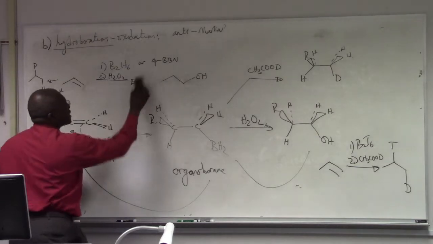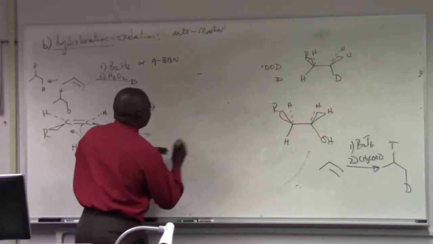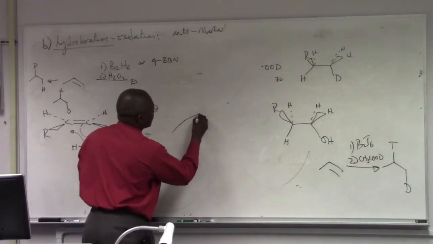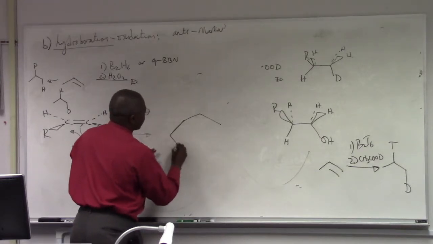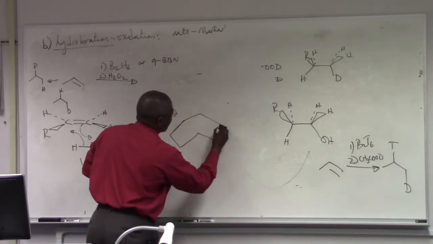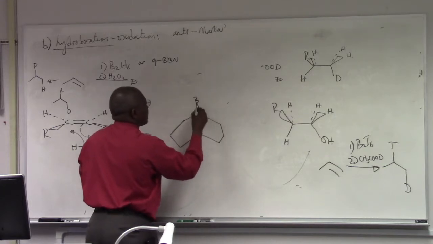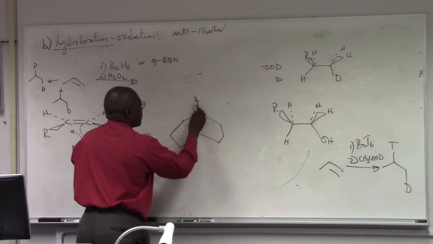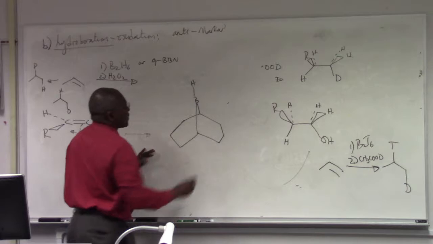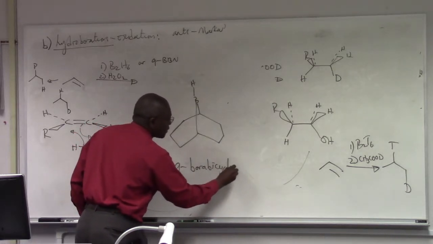Oh, yeah, I did mention 9-BBN. Let me just say what that is very quickly. 9-BBN is a bicyclic compound. I think this is right. 1, 2, 3, 4, 5, 6, 7, 8, 9, which looks like this. So it's 9-borabicyclononane.